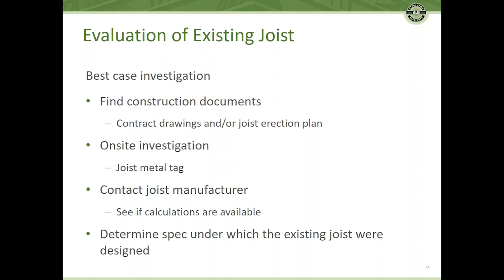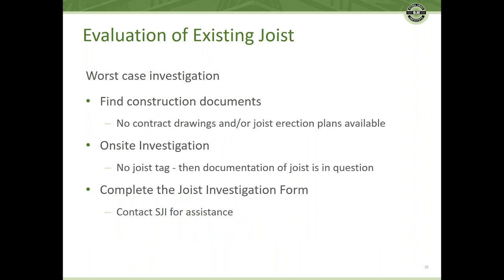And then if we can determine the spec under which the existing joist was designed, that's helpful. Typically, we do that by the year that the joist was manufactured. If we know what year it was manufactured, then we can back calculate and figure out what the spec was. Sometimes that has some effect on how the joist was designed or what the load carrying capacity of the joist is. In worst case scenarios, we don't have any construction documents.